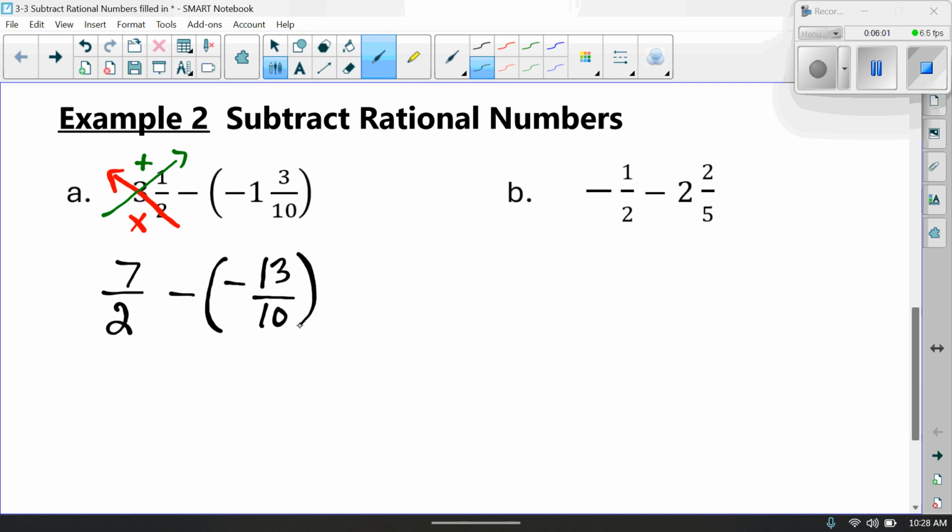Is everybody with me? Now, when we're adding fractions, you remember we need to have what? Good. We need to have common denominators, right? We need to have common denominators. So what is the common denominator of 2 and 10?